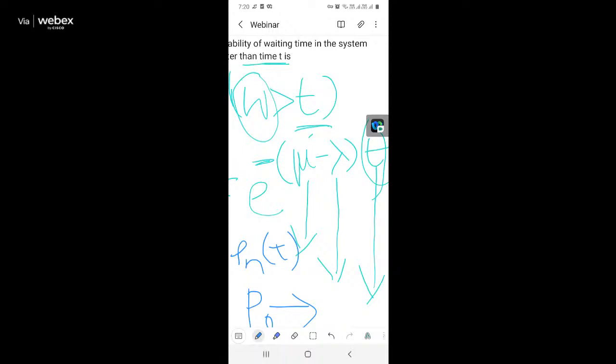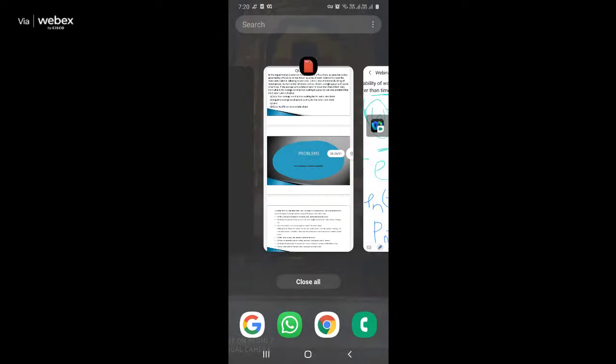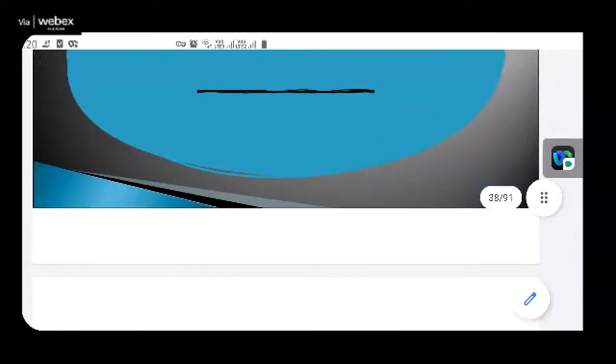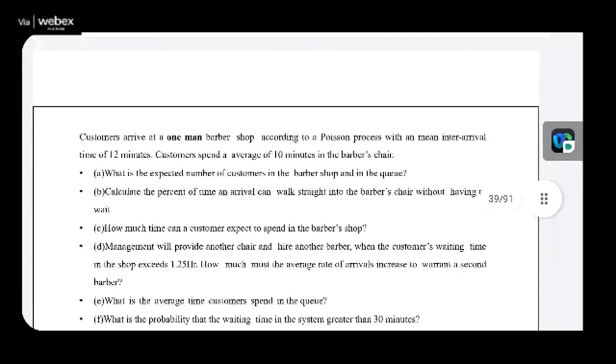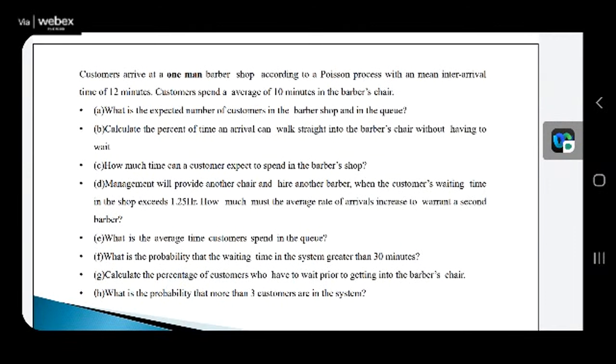So now, by yesterday's knowledge as well as today's what I have explained, you can start up with the problem. Okay. So the problem is this. I have taken a simple problem, but with all explanation that is possible to solve any type of problem in the future. So the thing is simple. Here I am taking one-man barber shop according to Poisson process with a mean inter-arrival time of 12 minutes. Please do understand this problem completely because these are the only possible cases that could be asked in your exam. Yeah, only possible case.